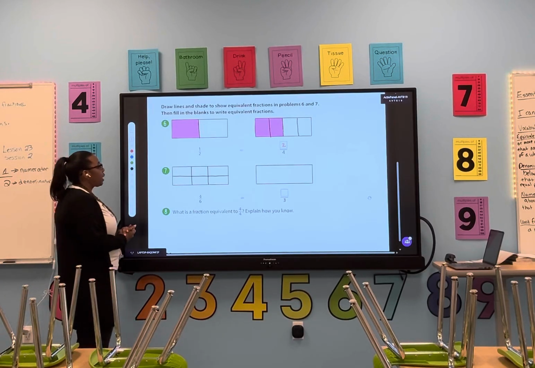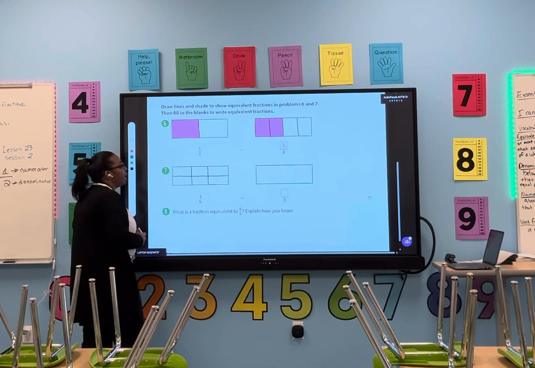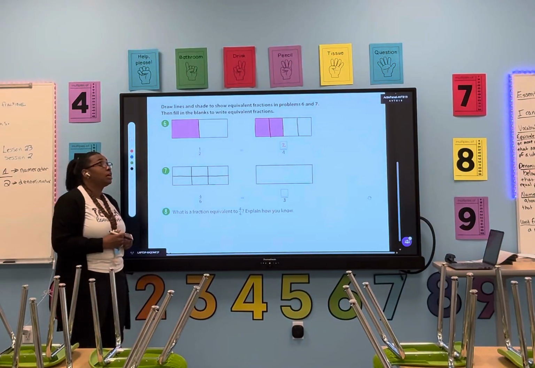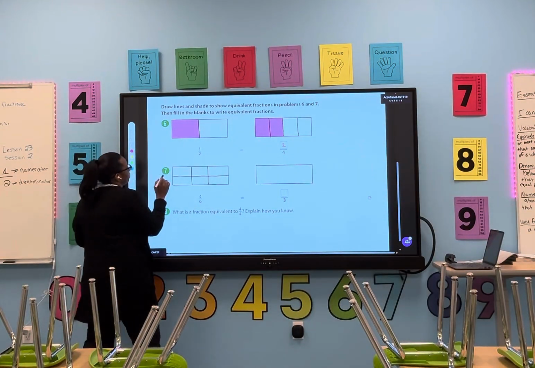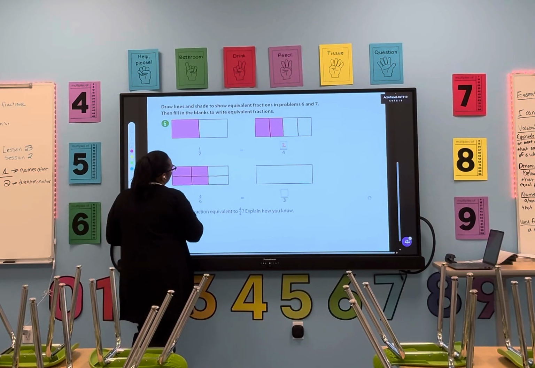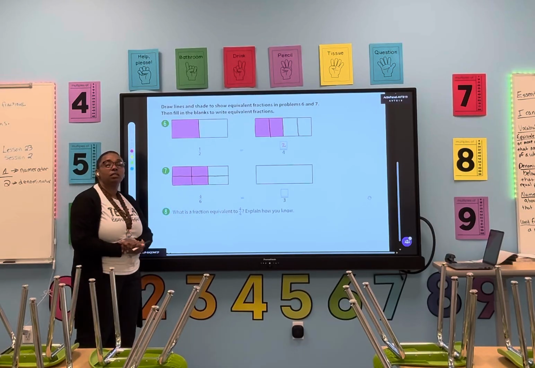So with this, I have 6 parts. You can count 1, 2, 3, 4, 5, 6. And then my numerator tells me that I need to shade in 4 of the 6. So let's go ahead and do that. All right, there we go. So now our fraction bar matches our fraction of 4/6.